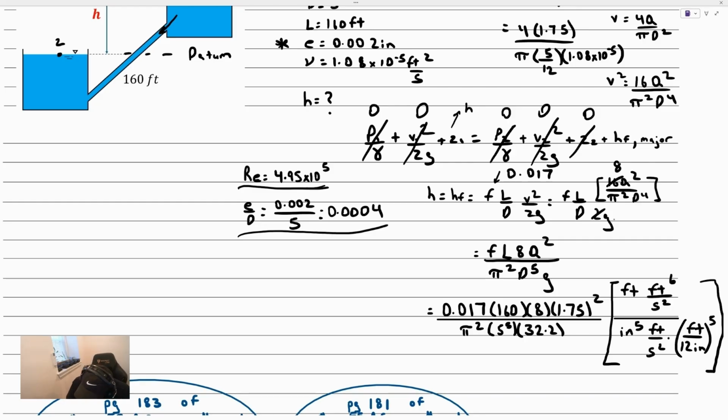How do the units work out? All the feet end up canceling out, the feet to the 6. There's a second squared, and the inches are gone. We're just left with feet, which makes sense. We're looking for height in feet. Let's calculate this out. We have that 12 to the fifth in the numerator, so make sure you include that in your calculation. And we end up getting approximately 16.7 feet.